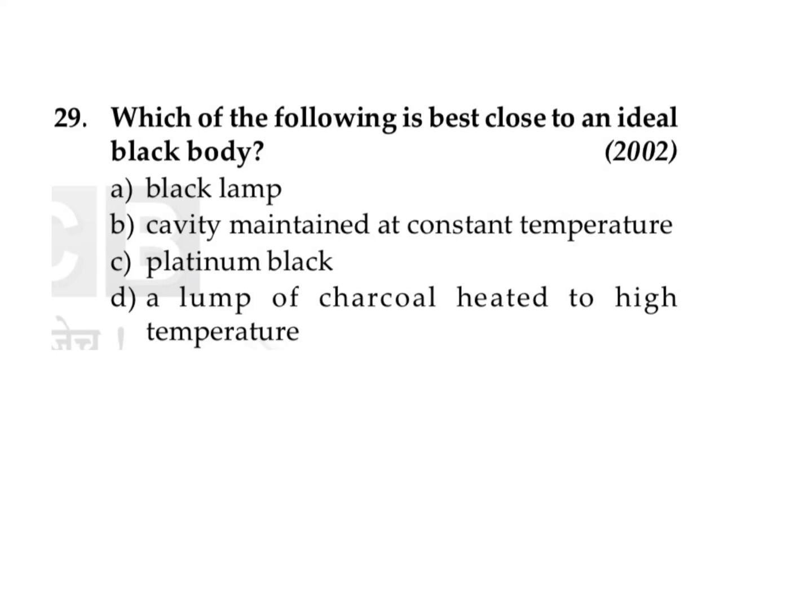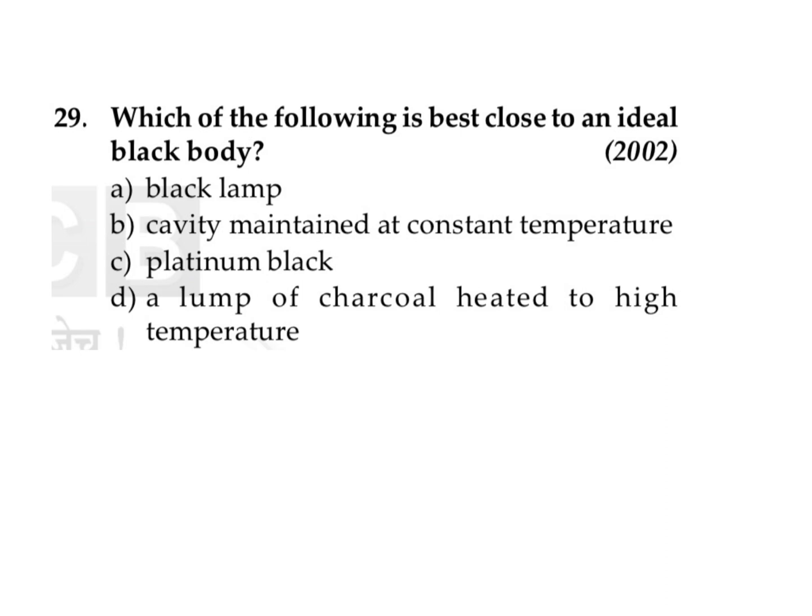Which of the following is best close to an ideal black body? First one is given as black lamp, cavity maintained at a constant temperature, and platinum black lump of charcoal heated to a high temperature.